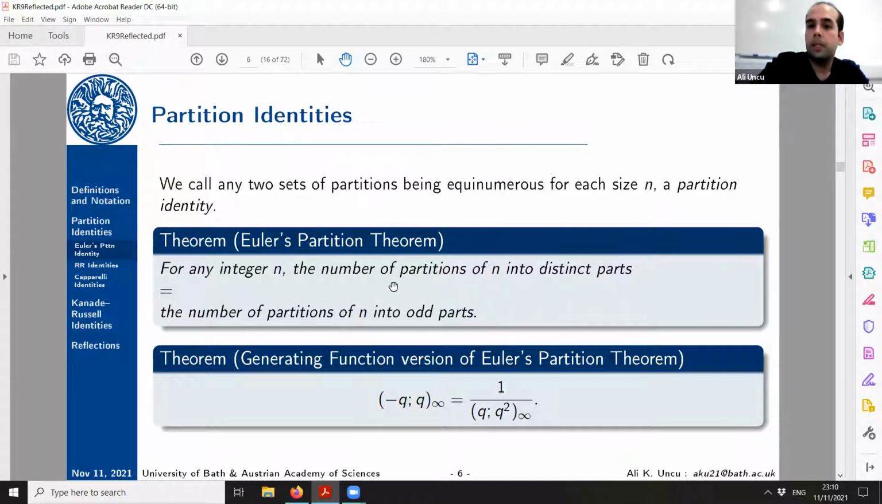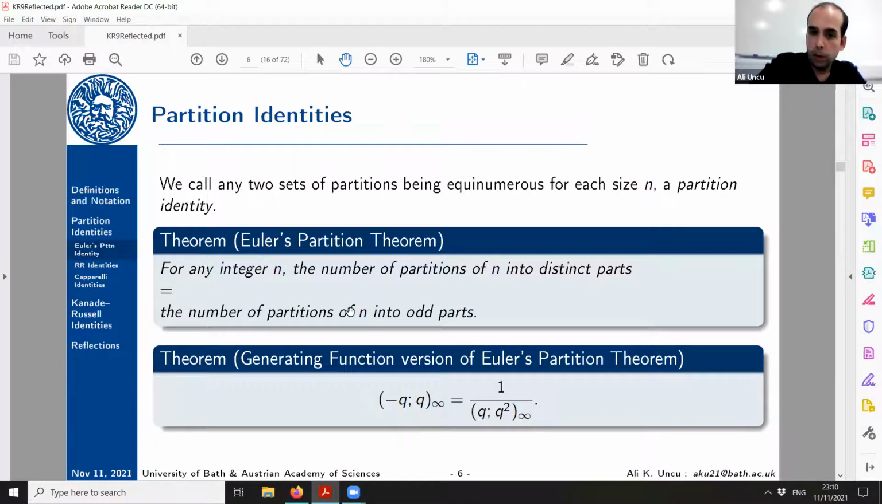So the number of partitions of n into distinct parts is generated by this q-Pochhammer symbol. We have already seen it as an example: (-q)_n was partitions into distinct parts where the parts were less than or equal to n. This time it is infinity, so that bound on the largest part is gone. And on the other side, we have 1 modulo 2 parts. So this is the generating function for unrestricted partitions into 1 modulo 2 parts.